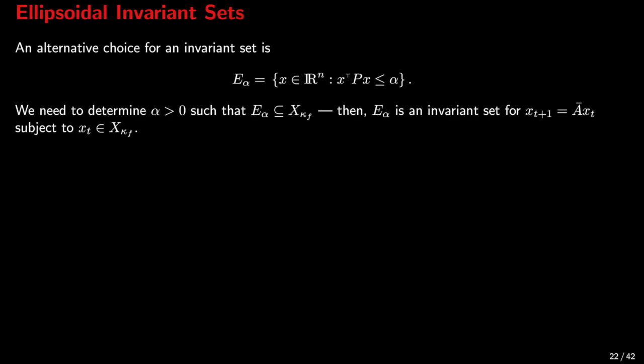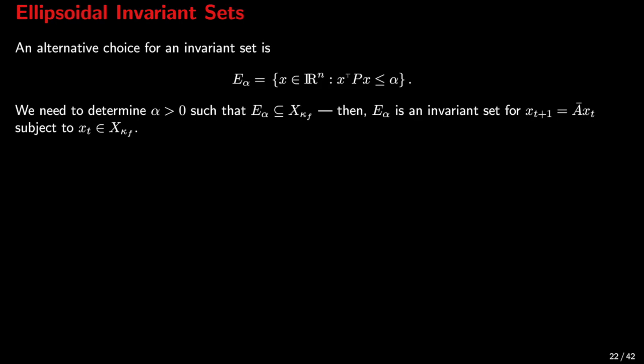If that's the case, then E_alpha is an invariant set for x_{t+1} = A bar x_t, subject to the constraints x_t is in X_kappa_f. So exactly what we're looking for: an invariant set for this closed loop system. Only here it will not be maximal, but that's okay because we have a simple representation. Note that this matrix P is exactly the same matrix as the one we have used in Vf. So this matrix P comes from the solution of DARE. Now let's see how we can determine alpha.